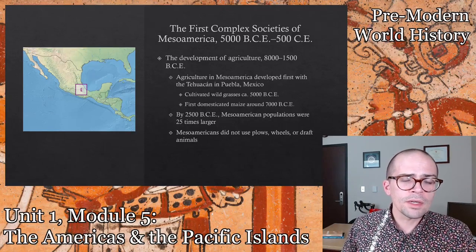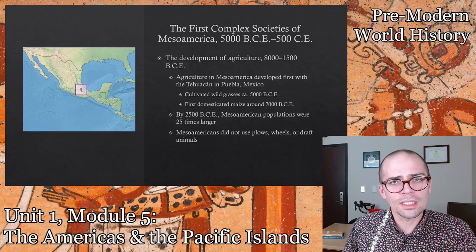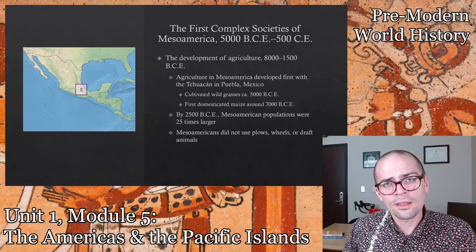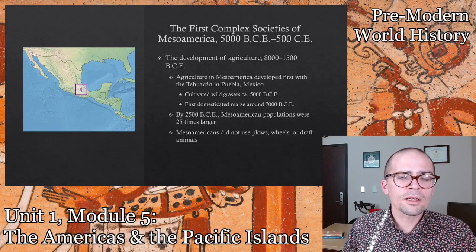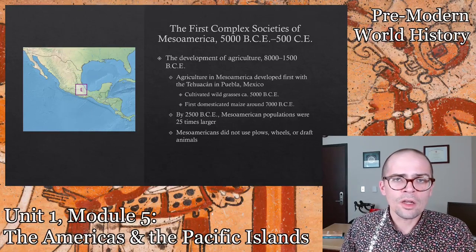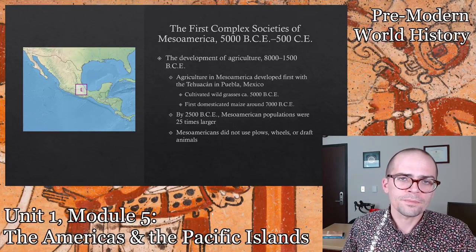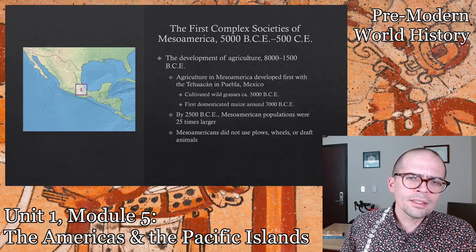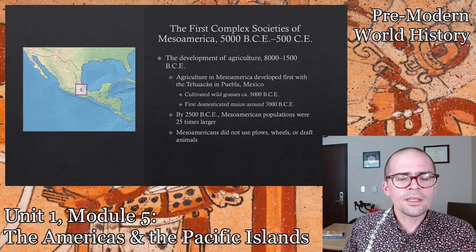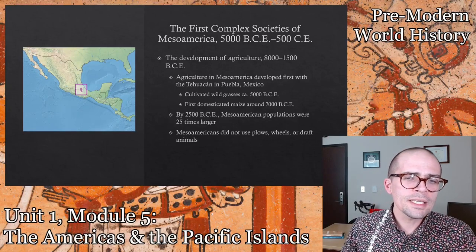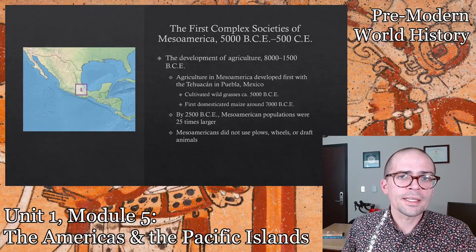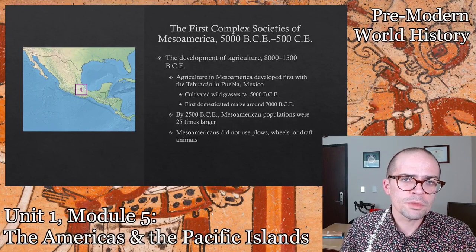The peoples here in very early Mesoamerica ate very little meat. Instead, they replaced the nutrients that one would normally get from meat, B12 and things like that, with the cultivation of squash and beans alongside maize. By 2500 BCE or so, the population in this region had grown to be 25 times larger than it was at the beginning, or at least the confirmed beginning of agriculture in 5000 BCE.